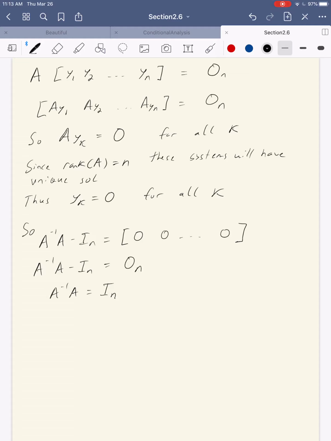And there we've done it. This guy deserves a QED and maybe even a little smiley face, because that was quite a bit to do there, right? We've just shown that if you left multiply by the inverse, you also get the identity matrix.